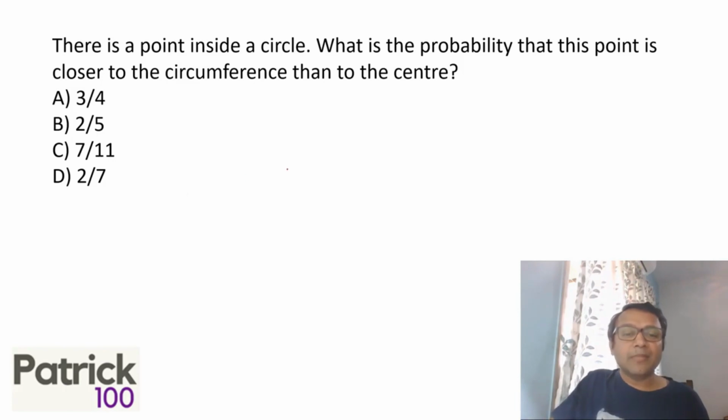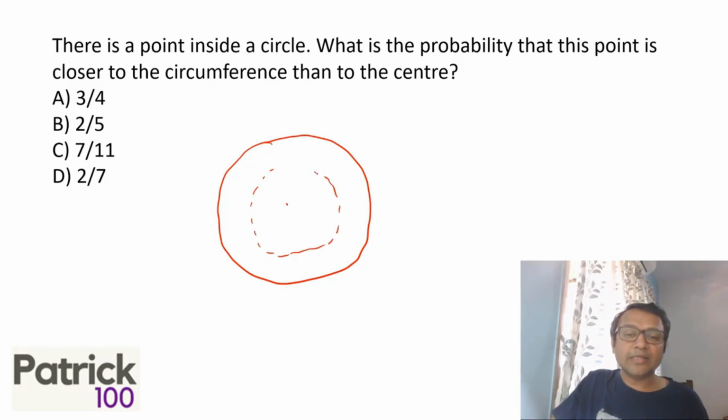It is a geometry sum and I normally prefer drawing in geometry. So circle. So when will it be closer to circumference? Let's say just to help, I'll put the radius as 2 of the circle. When it is within this 1, okay, radius is equal to 2 of the circle. When it's within this 1 centimeter, 1 unit inside, then it's closer to the center. If it's beyond this 1 unit, it's far away from the center.